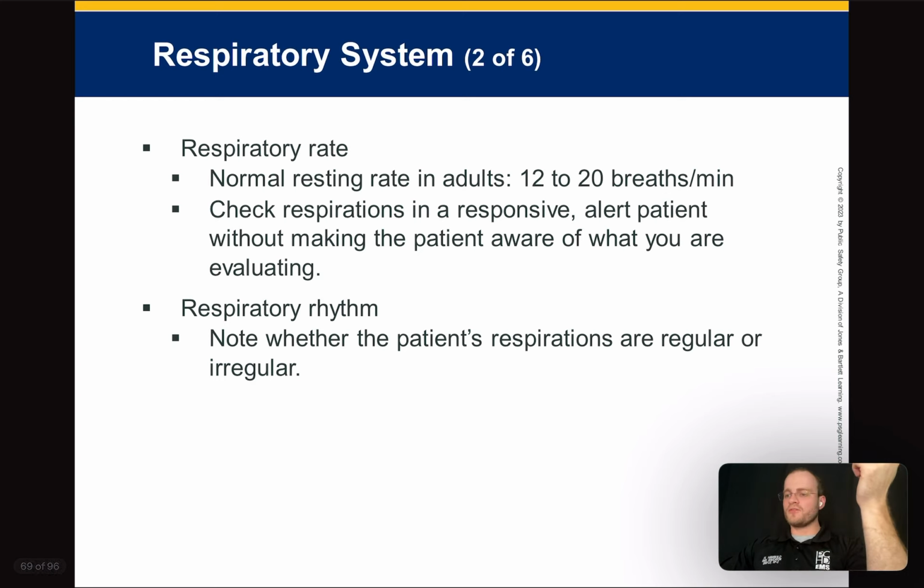The normal rate is 12 to 20 in adults. Could it be 10? Sure. Could it be 22? Sure. Okay, but normally it's somewhere between 12 and 22, okay? Now, check respirations in a responsive alert patient without making the patient aware. I just told you that, okay?